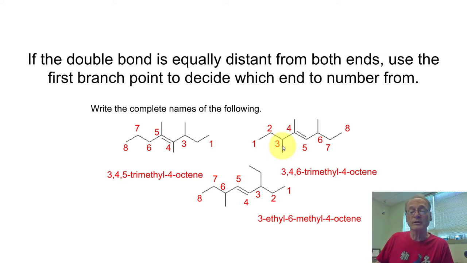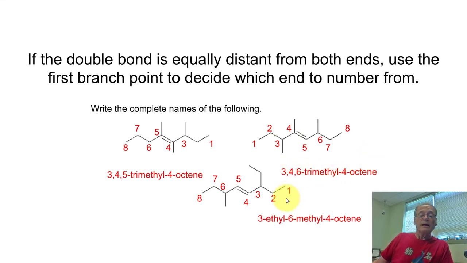So then what do you do? Well, then you go to the next branch point. Starting from this end, 1, 2, 3, there's a methyl group, 4, 5, the next branch point is carbon number 5. Starting from this end, 1, 2, 3, there's a methyl group, and then another methyl group at carbon 4. So the second branch point is closer to this end over here, and so you're going to number it as I've shown. And then the methyl groups are 3, 4, and 6.